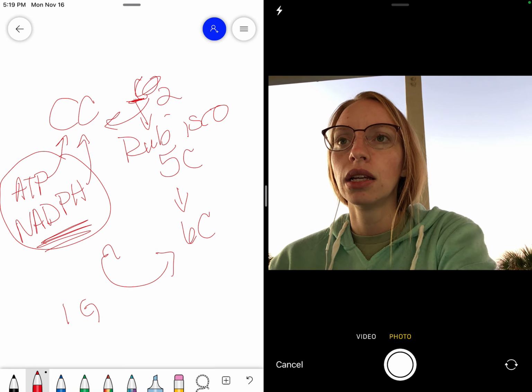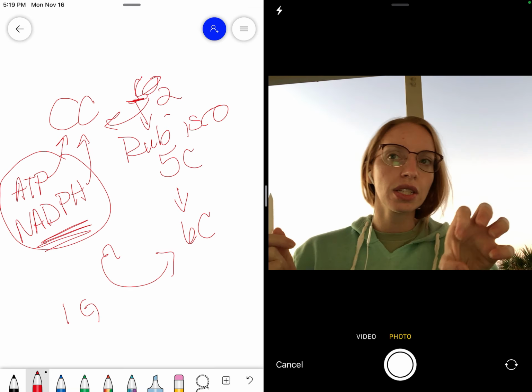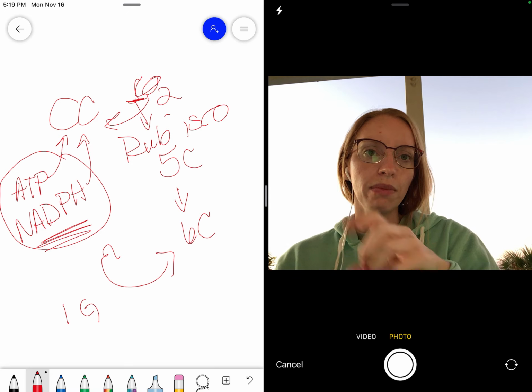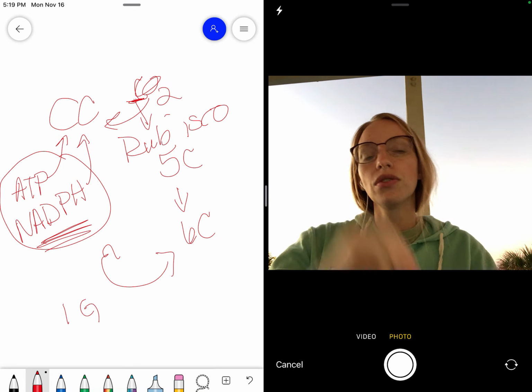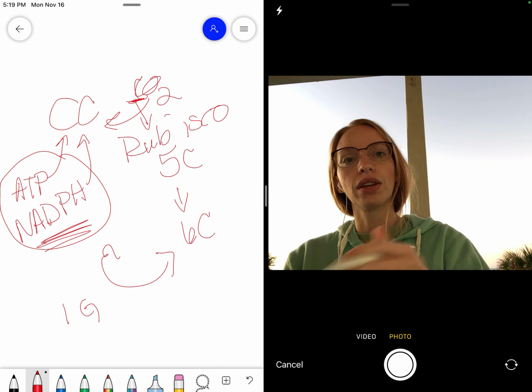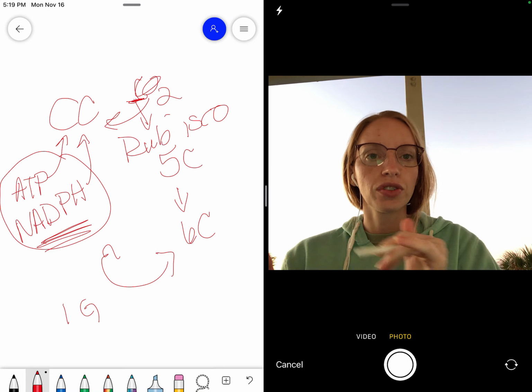And make sure you know that it goes from photosystem 2 to photosystem 1, because they discovered them backwards. In that light reaction, it'll go from photosystem 2 to photosystem 1 to the Calvin cycle. And those are the steps that the electron transport chain will take.